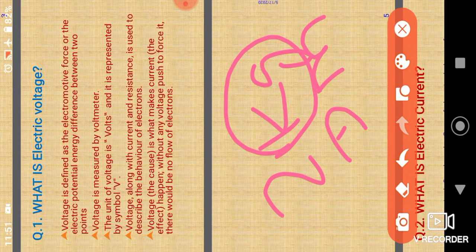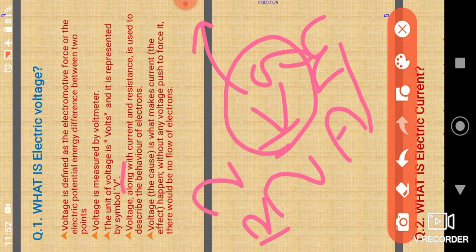So here voltage is measured by voltmeter, means voltmeter is a machine through which we are going to measure the voltage. Same thing written over here. The unit of voltage is volts and is represented by symbol V. We are measuring rice with the symbol of kg. So voltage we are going to measure as 2 volt with the symbol of V. So I think up to this everyone is understood and clear.